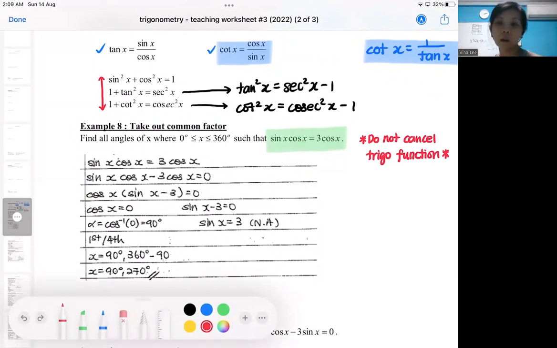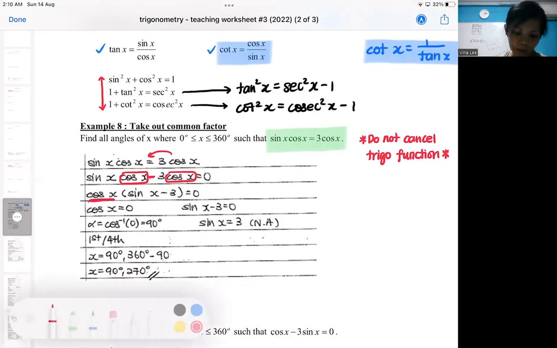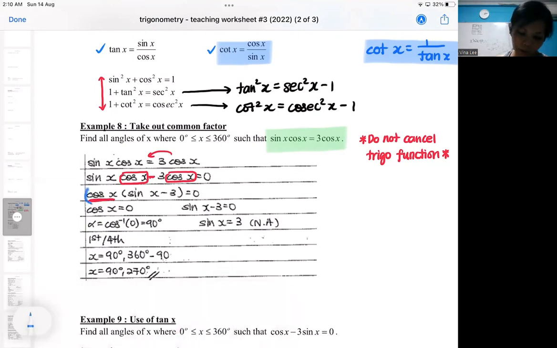So if you don't cancel out, what do you do? You should bring it over and factorize out. You take out the common factor. So you will end up with something like first bracket equal to 0, second bracket equal to 0. Can you see first bracket equal to 0, second bracket equal to 0. After that, you execute your forceps.